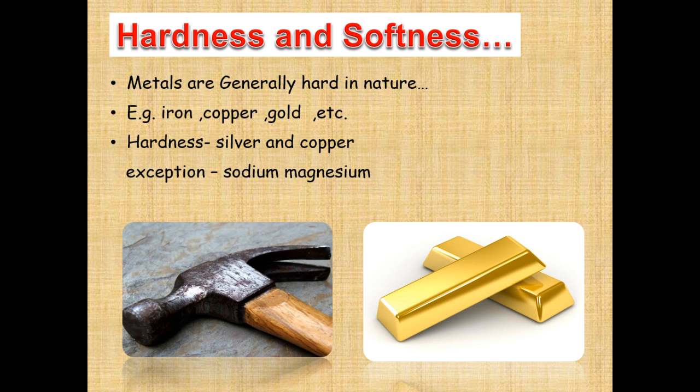Hardness and softness. The next property is hardness and softness. Metals are generally hard in nature. So iron, copper, gold, etc.